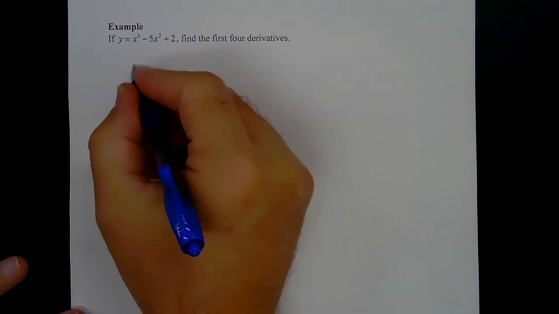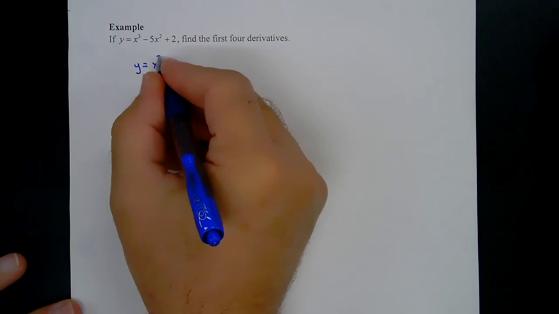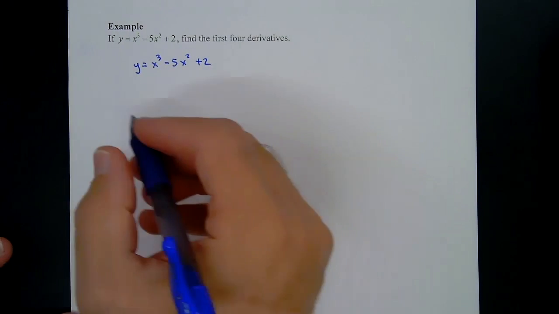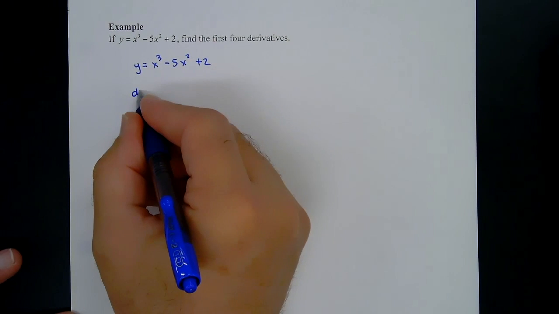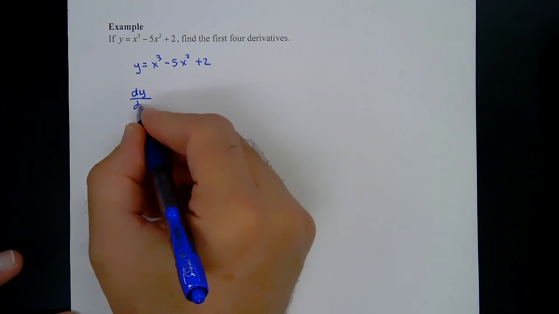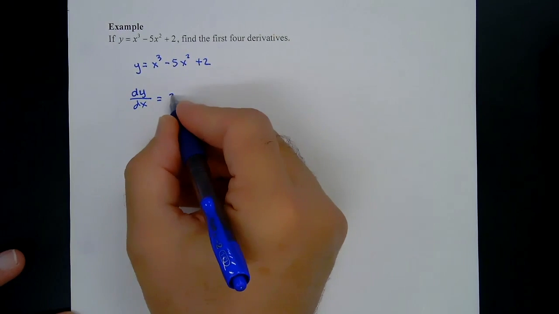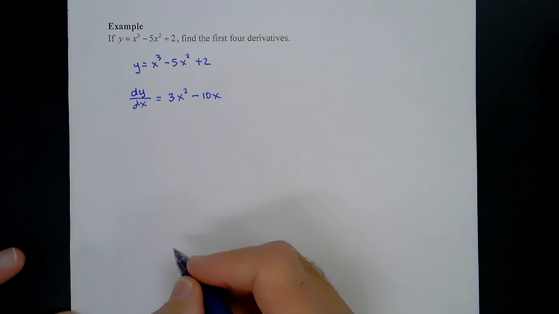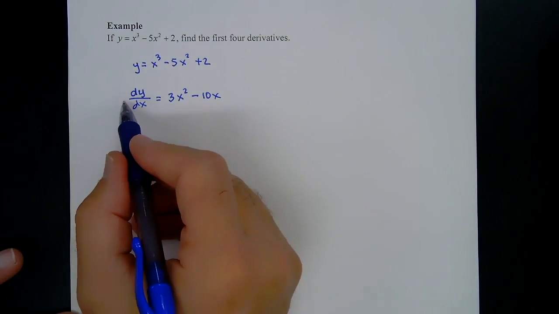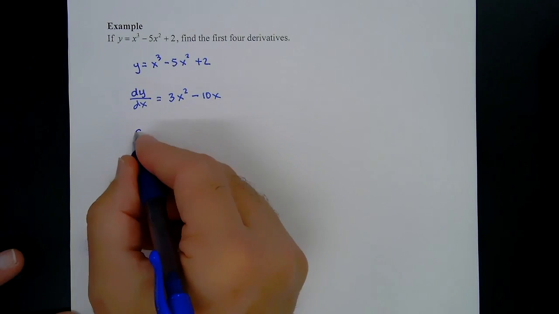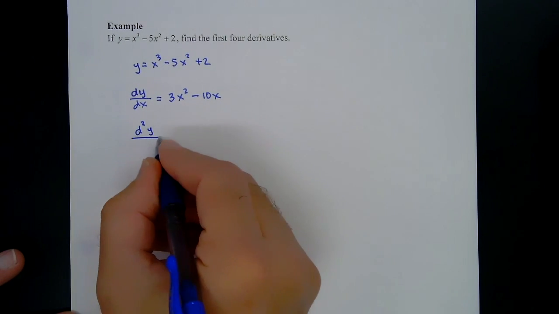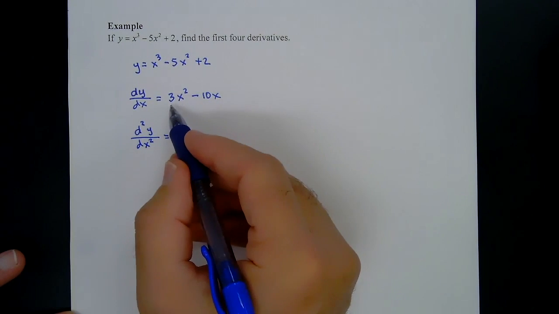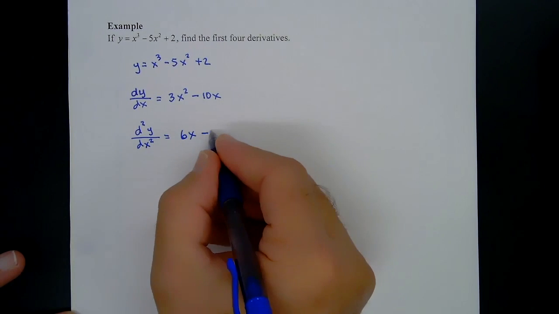If y is equal to x cubed minus 5x squared plus 2, then the first derivative, the derivative of y with respect to x for the first time, winds up being 3x squared minus 10x plus 0. Taking the derivative with respect to x a second time would be the second derivative of y with respect to x for the second time. And that would come out to be 3 times 2, which is 6, 6x minus 10.